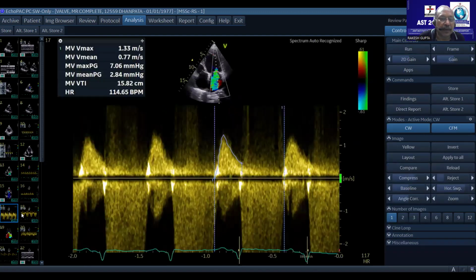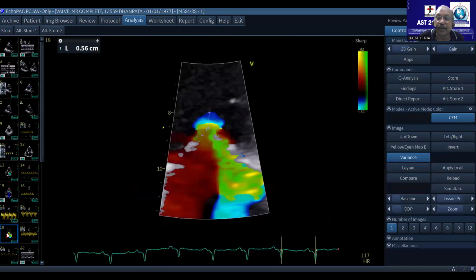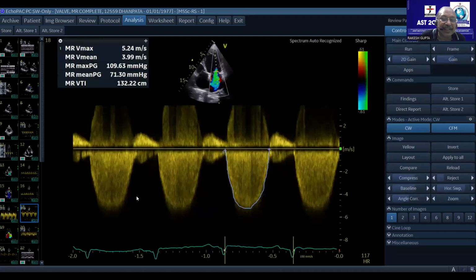Sir, when we are reducing the Nyquist limit, on both sides it gets reduced? No. We have to move this Nyquist limit. We don't have to reduce it. We have to move it down. But for AR, sir, we have to go upward. Yes, we have to go in a reverse direction.